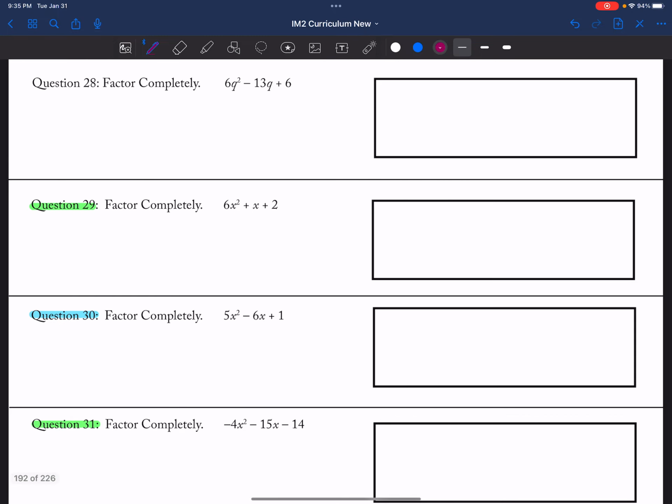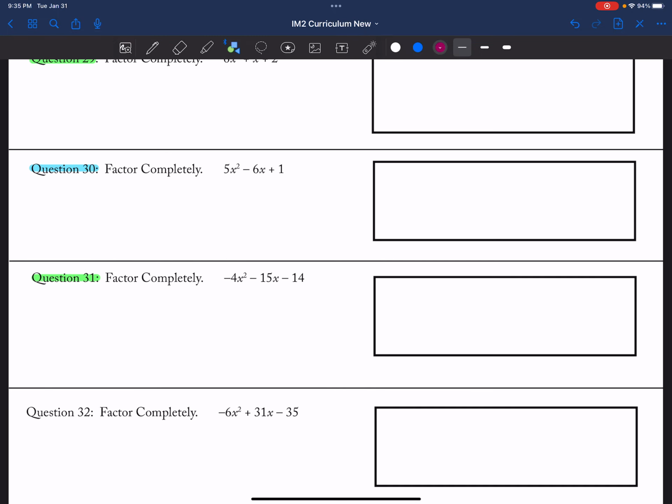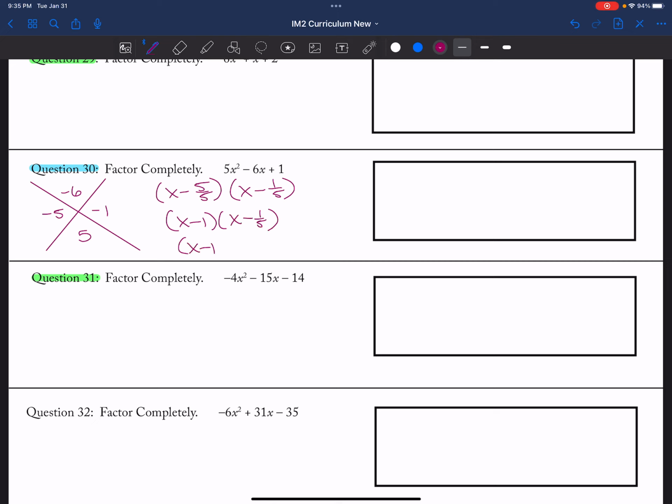Okay, so that's 26, 30. So I have negative 6 on the top and 5 on the bottom, so negative 5 and negative 1. So then that is x minus 5 over 5 and x minus 1 over 5. So that's x minus 1 and x minus 1 over 5. So x minus 1 and x, just kidding, 5x minus 1. So x minus 1, too close together, and 5x minus 1.